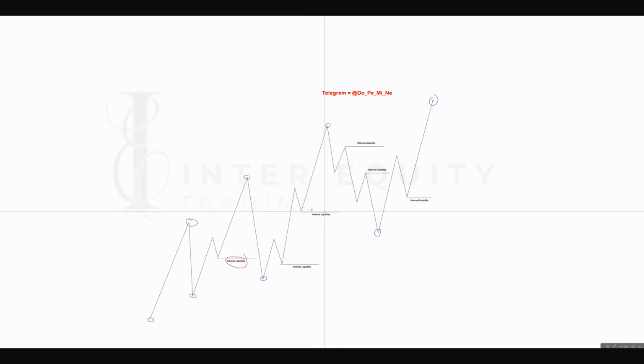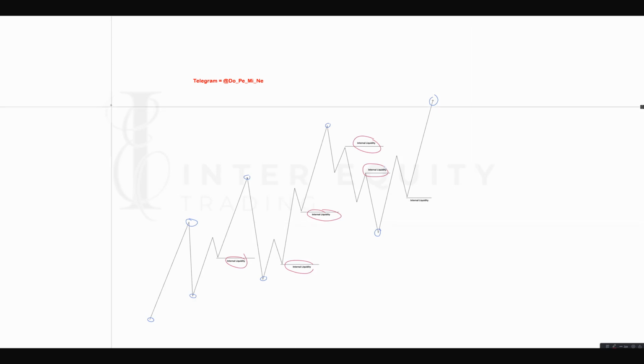Comes back for your internal liquidity, right? Doesn't take this internal, it leaves this one right here, but it takes out this one because it was sufficient enough for the market to move in the opposite direction, okay? These are also your internal liquidity points that the market leaves, and so on and so forth, okay? So that's the general concept of internal liquidity.